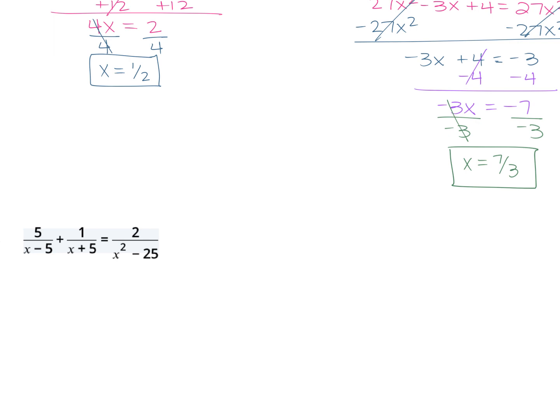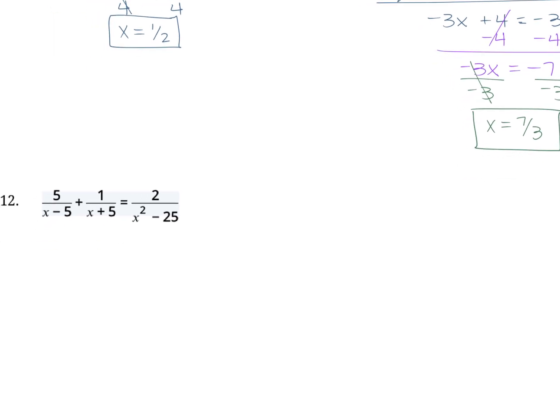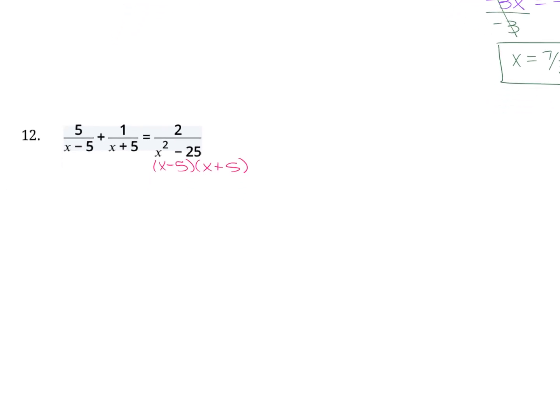For number 12, you're given 5 over x minus 5 plus 1 over x plus 5 is equal to 2 over x squared minus 25. That x squared minus 25 is x minus 5 times x plus 5. So our least common denominator from this is x minus 5 times x plus 5, which means your x cannot equal positive 5, and x cannot equal negative 5.